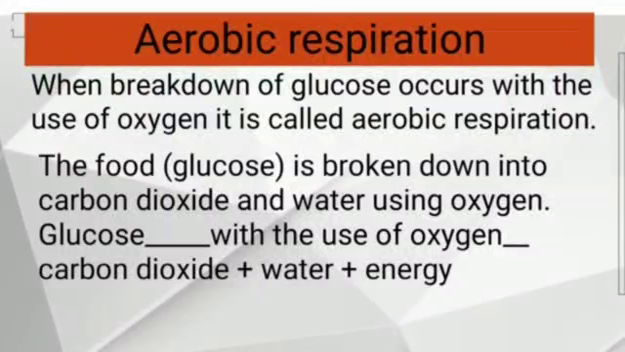And the food or glucose is broken down into carbon dioxide and water using oxygen. It means the food or glucose, when broken down with the help of oxygen, releases carbon dioxide and water. The formula is: glucose, when broken down with the use of oxygen, gives carbon dioxide plus water plus energy released.